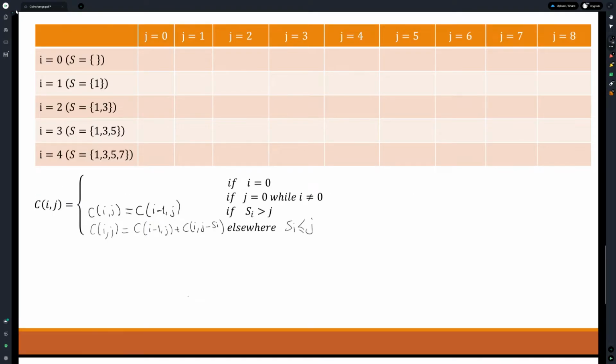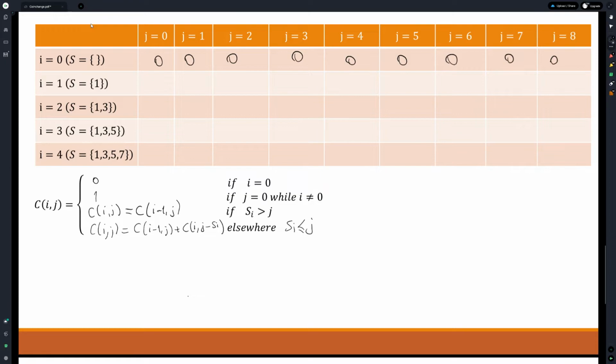So what happens in the base conditions? If I equals 0, that means there is no coin. So there is no coin, there are no combinations. Therefore, this must be 0. What about this? If j is 0 while I is not 0, it should be 1.